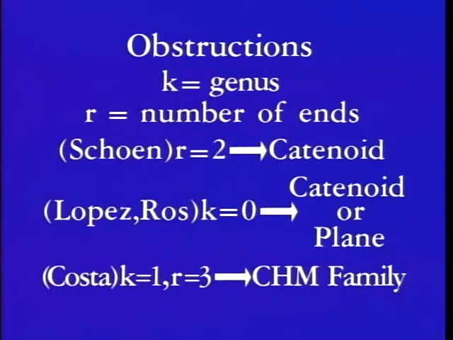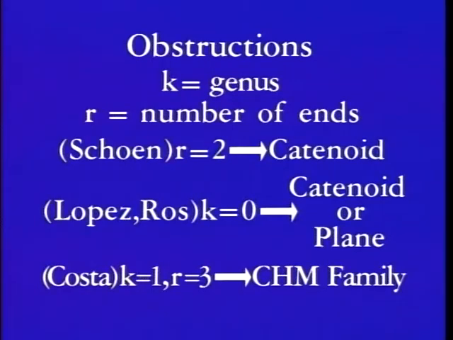One could begin by asking, what are the obstructions to constructing examples? And at the moment, there are only 3 known. Let me describe them briefly. One is a result of Schoen that says if you have a finite total curvature complete embedded minimal surface that has 2 ends, then regardless of the genus, it in fact has genus 0 and is the catenoid.